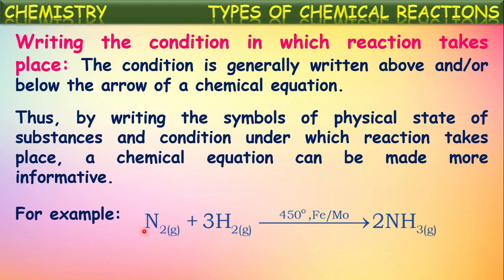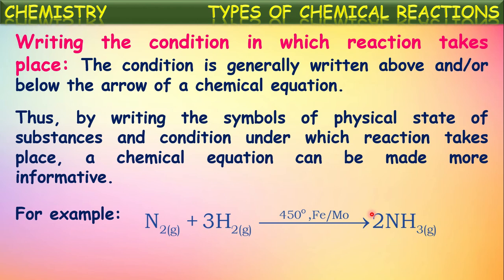See here, if I write N2 plus 3H2 gives 2NH3, it gives information about the chemical substances participating and the substances being formed only. If you use the physical states of those components and the conditions required for that reaction, then that chemical equation gives more information. It becomes more informative.